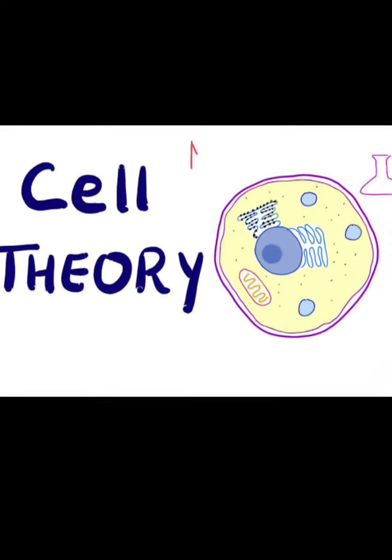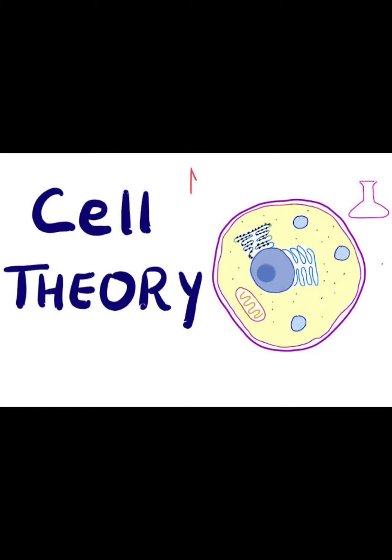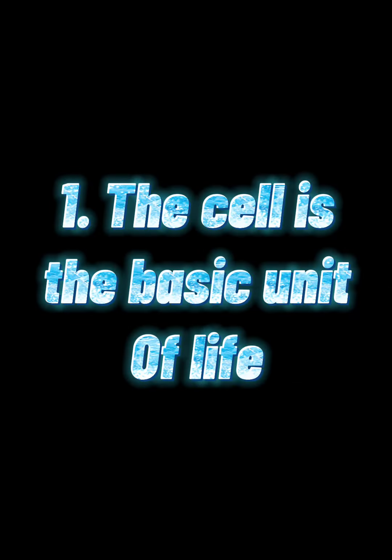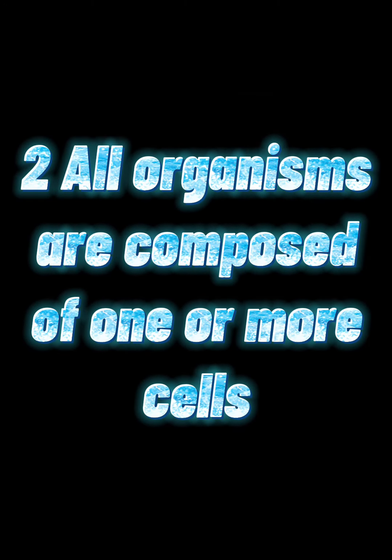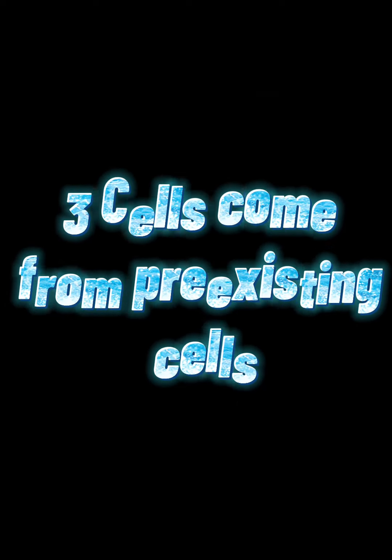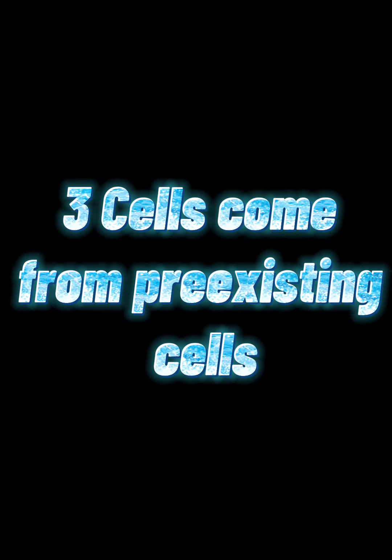The cell theory. Now I'm going to tell you the three basic components of the cell theory. First, the cell is the basic unit of life in all living things. Second, all organisms are composed of one or more cells. Third, all cells are produced by the division of pre-existing cells.